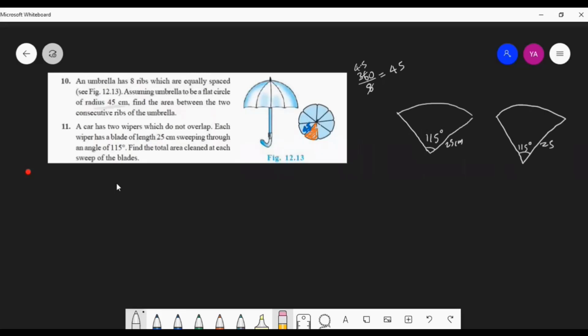So what we have to do here? Area of sector, areas of 2. Yes, we want to add the sum. So for one sector you do this, then multiply by 2, that's enough. Find the total area cleaned at each sweep of the blade. So you take theta as 115 and r as 25. Find the sector area, then multiply by 2 because these wipers are working together. The total area in one sweep will be the sum of the areas covered by both blades.